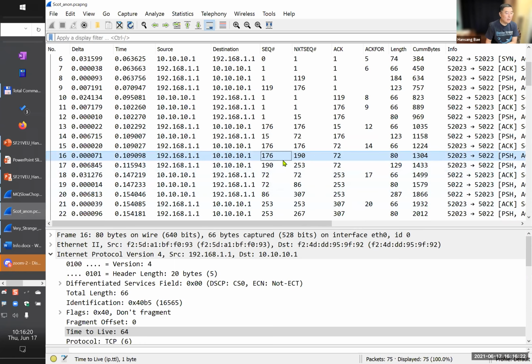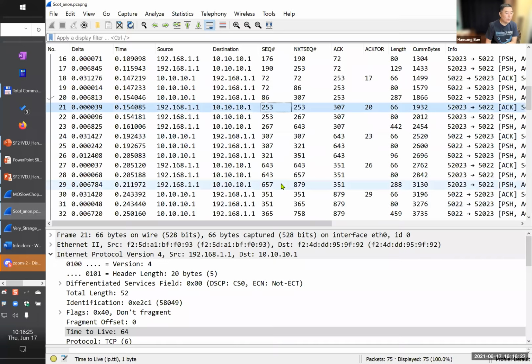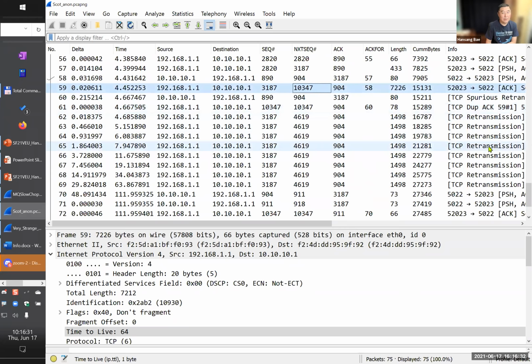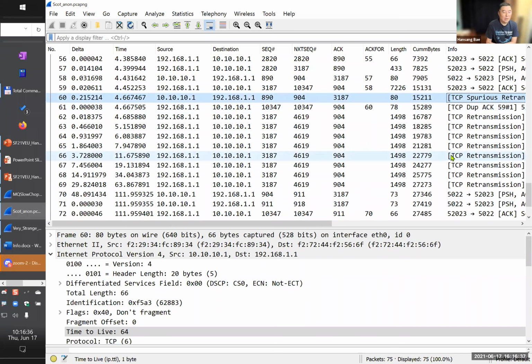190 to 253, 253 to 253, and so on and so forth. So that looks good. Then down here, we start to see retransmission and spurious retransmission. Why? What's a spurious retransmission? Well, you can look at prior sessions by Jasper that talk about the difference between retransmission, retransmission timeout, and fake or spurious retransmission. So let's delve into this a little bit more.